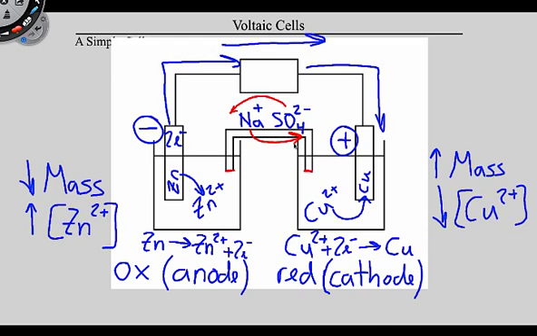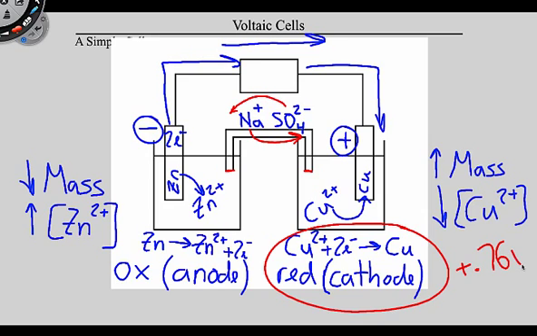So, guys, take a look at this. Is that half reaction written the way it's written on this table? It is. And what is the voltage of that process? Positive 0.76 volts. Plus 0.34 volts. So, guys, let's now talk about what is voltage.